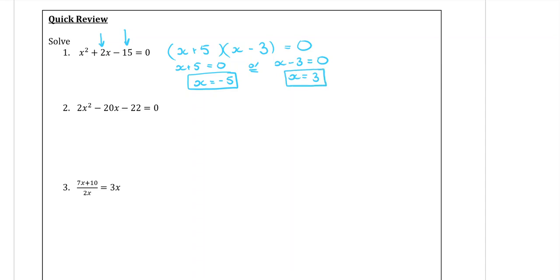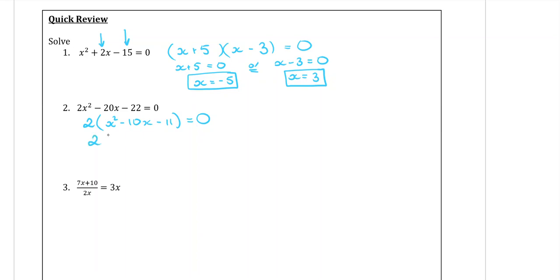Okay, on to the second question. We have 2x squared minus 20x minus 22. Now it looks like it's non-monic because we have this 2 in front of the x squared, but each of the terms can be divided by 2, so I can take that out as a common factor, giving x squared minus 10x minus 11 in brackets equal to 0.